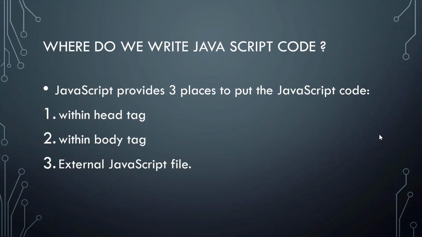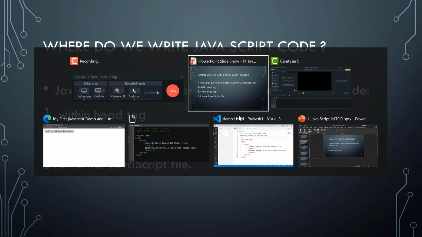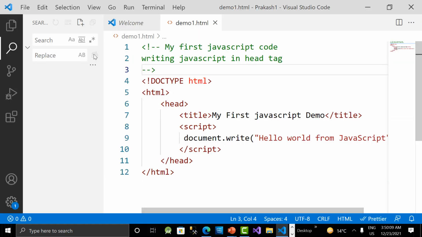In this video, I'm going to show you how to write JavaScript code in body tag, guys. In the last video, I've shown you how to write JavaScript code within head tag. So now we are going to see how to write JavaScript code in body tag. Okay, so we'll switch to Visual Studio Code, guys. We have the browser. Visual Studio Code is already open.